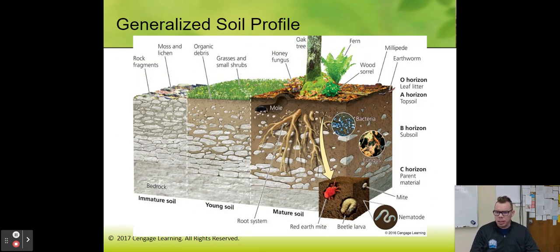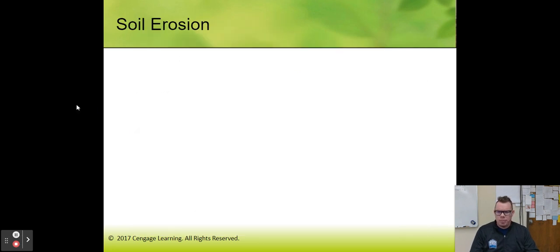All right. So you can see on the left-hand side here, this is basically immature soil. Then you have young soil, and you have mature soil. So you can see it's going from bedrock to a little bit of dirt, and then you can see how it's becoming darker, like I was saying on the top. That's the really quality topsoil there on the top.